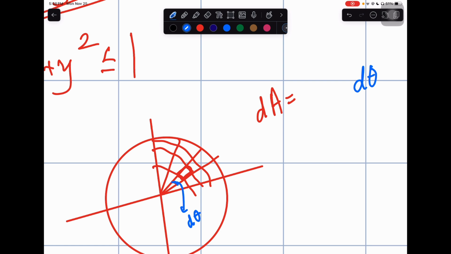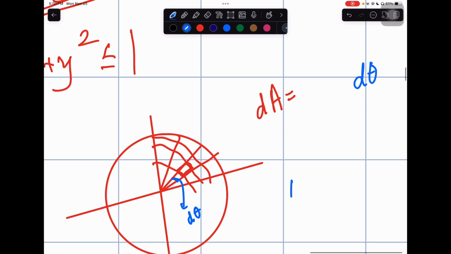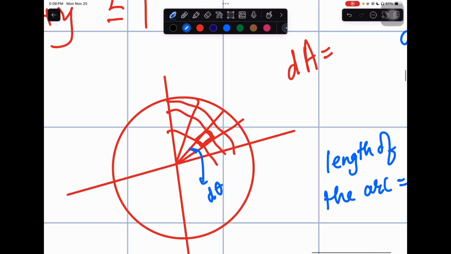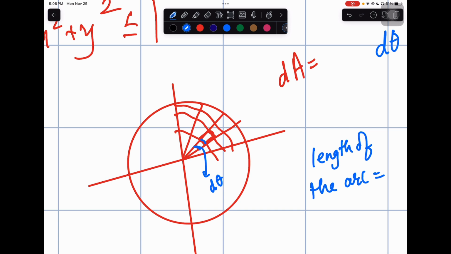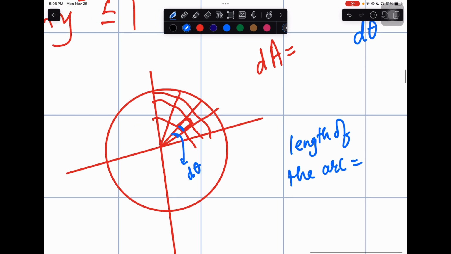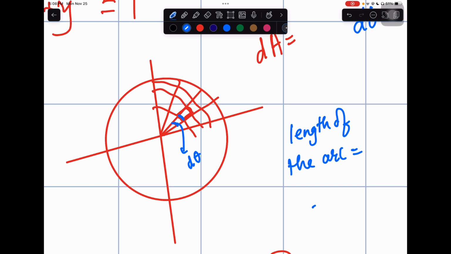So the length of the arc in this case would be radius times angle. So if this is r, right? In this case, this would be r times d theta, right? So we have found this.